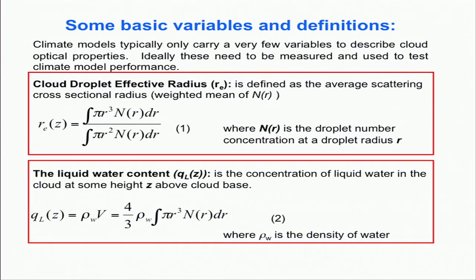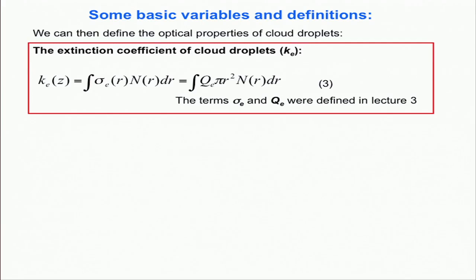Then of course we have the liquid water content, QL, which we mentioned. That's simply summing up the volume of all those droplets, n of r, multiplying by the density of water. So that's the basic two parameters that we need, the cloud droplet effective radius of our cloud, and liquid water content. And we also mentioned, when we talk about aerosol, QE and KE.